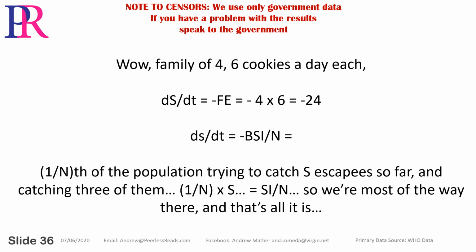Wow, family of 4, 6 cookies a day each. dS by dt equals minus fe equals minus 4 times 6 equals minus 24. dS by dt equals minus BSI over N equals 1/Nth of the population trying to catch S escapees so far and catching 3 of them. 1 over N times S equals SI over N. So we're most of the way there, and that's all it is.